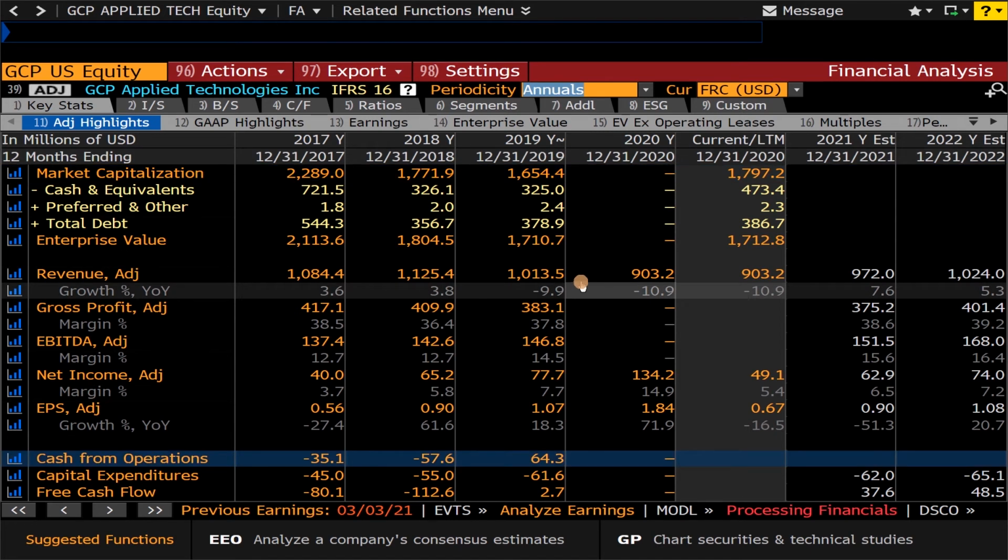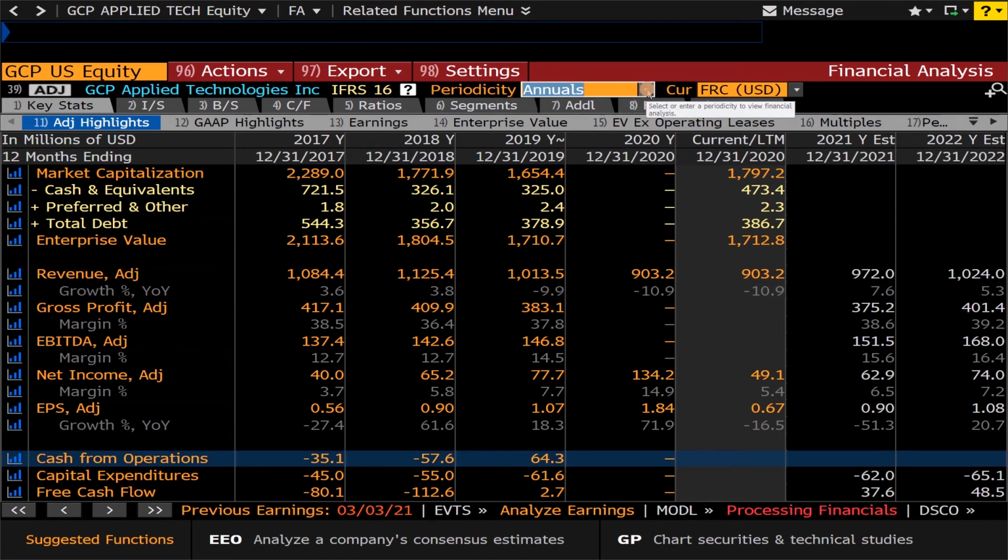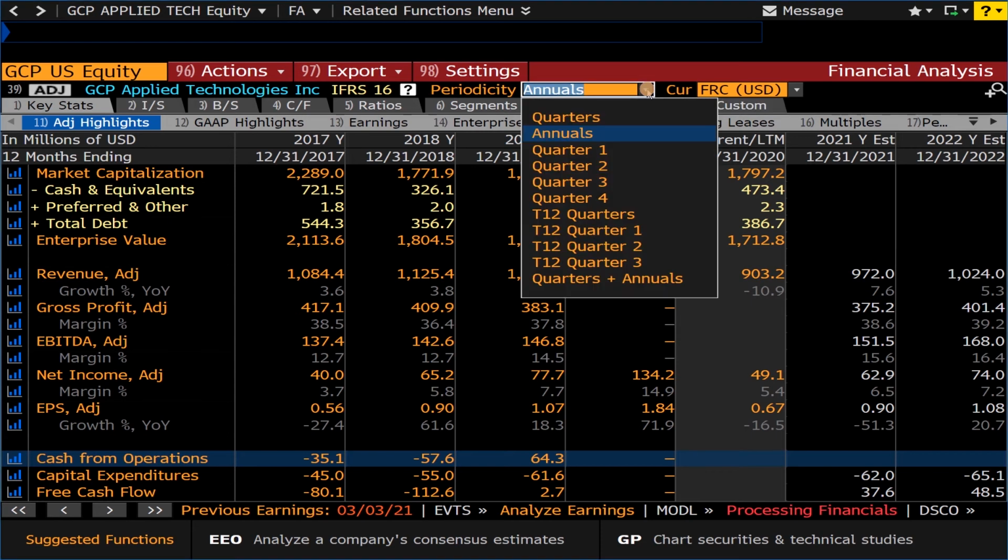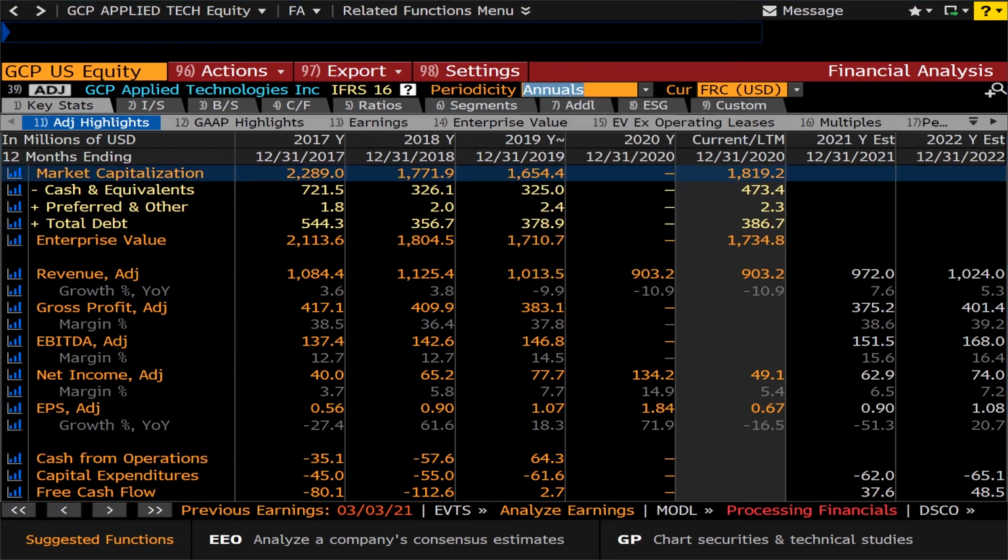I currently have the periodicity set to annuals, but you can adjust the periodicity based on the analysis that you're performing. You have the ability to look at specific quarters, or you can look at trailing 12 months as of a certain quarter. I'm currently on the Key Stats tab in Adjusted Highlights.